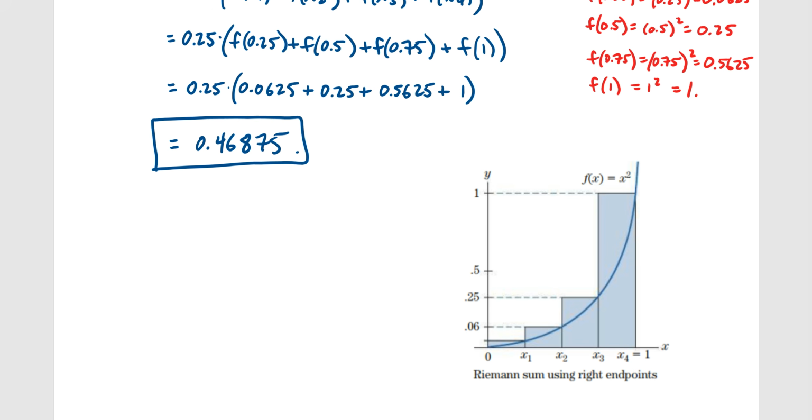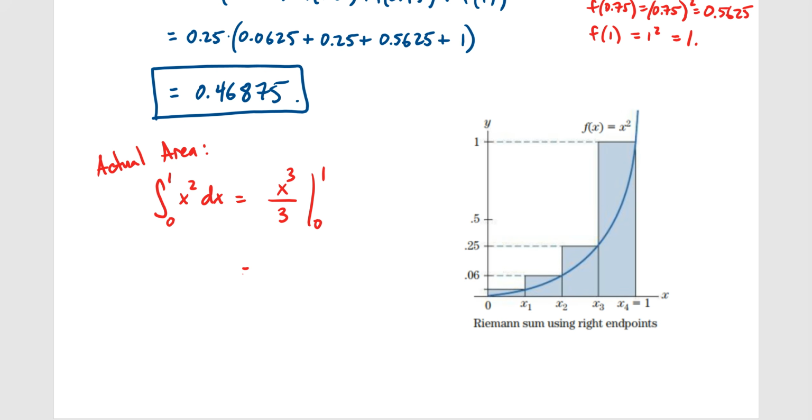And let's go ahead and actually find the actual area just to compare. We do that by integrating from 0 to 1 of our function, which is x cubed over 3 from 0 to 1. Plug in the upper bound, plug in the lower bound, and subtract. We get an actual area of 1/3, which we know is about 0.333 repeating.